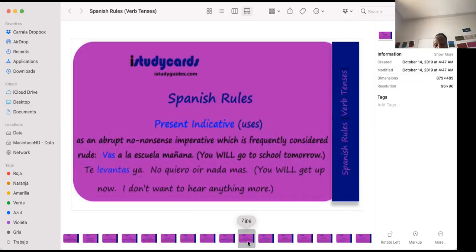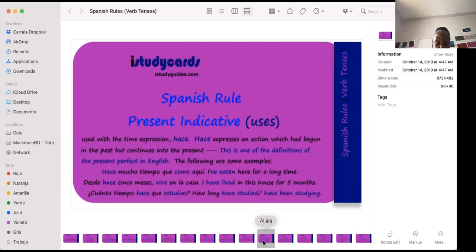Now, if this wasn't so strong, you could say, levántate ya. Ve a la escuela mañana. But this is stronger than just the standard imperative. This is very strong. We're not going to discuss it. We're not going to talk about it.